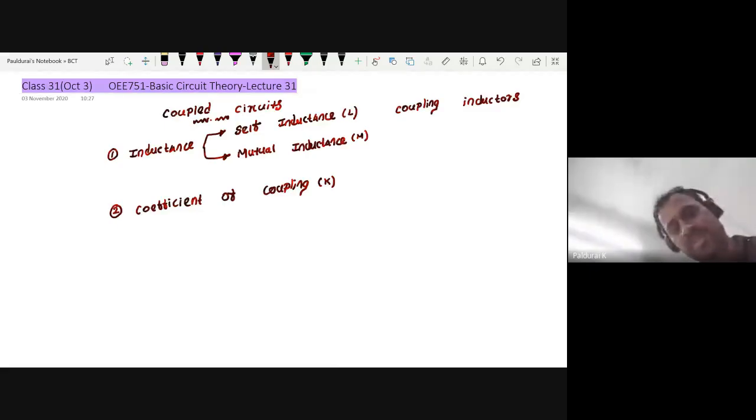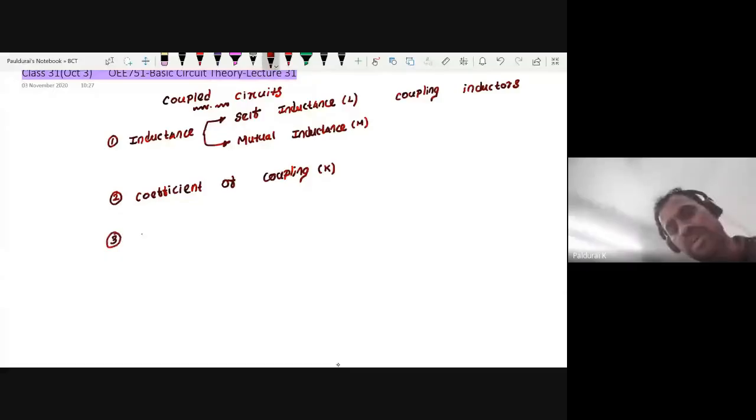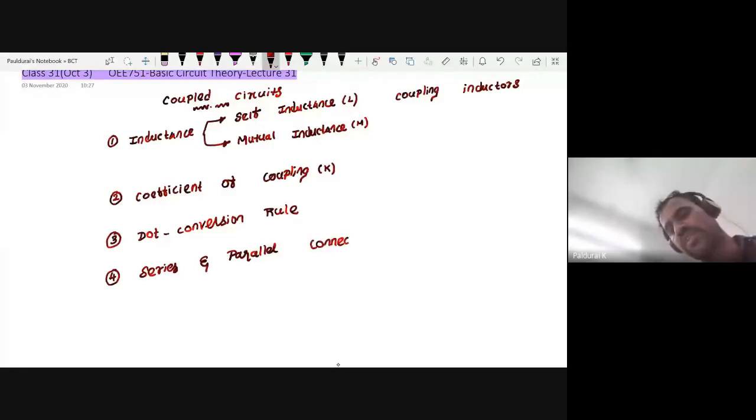On the third topic, we want to discuss the dot convention rule. And the fourth topic is series and parallel connection of coupled coils. If you connect two coupled coils in series, what will happen? If you connect two coupled coils in parallel, what will happen? What is the equivalent inductance? That we want to discuss.